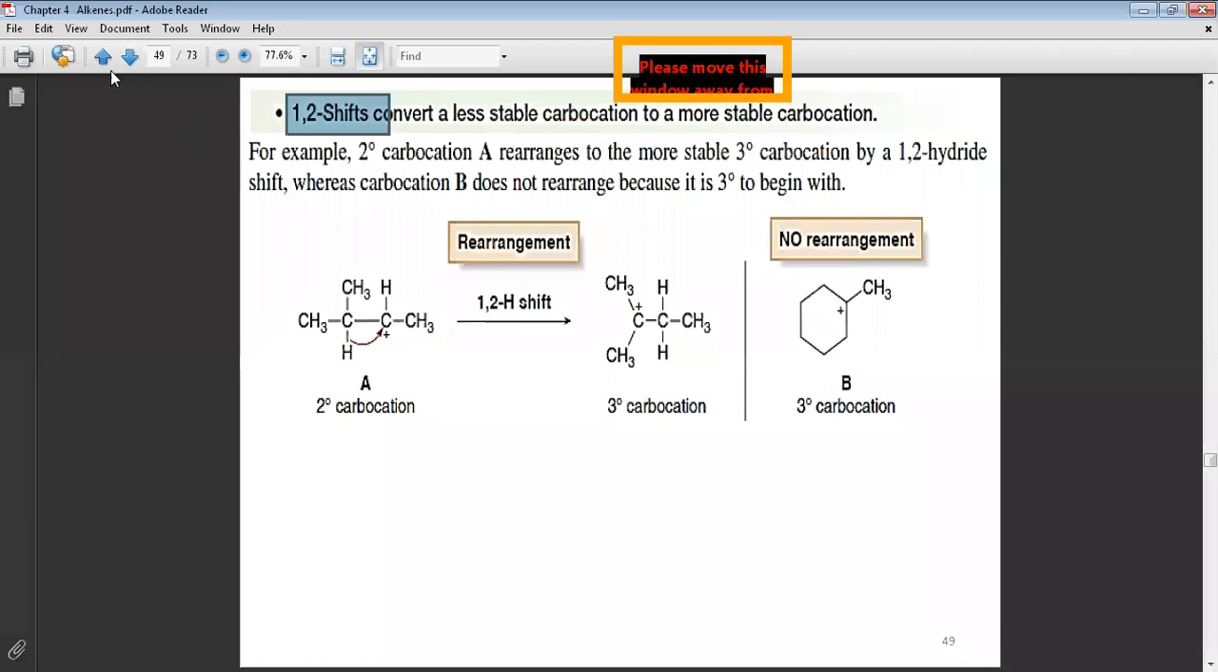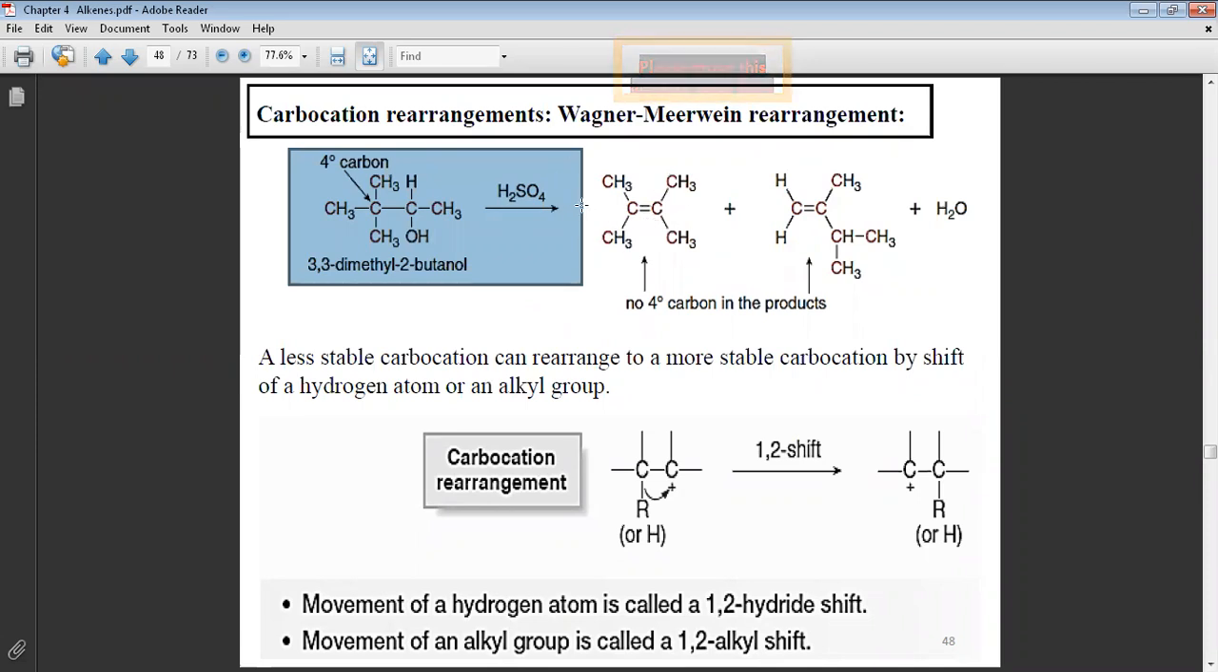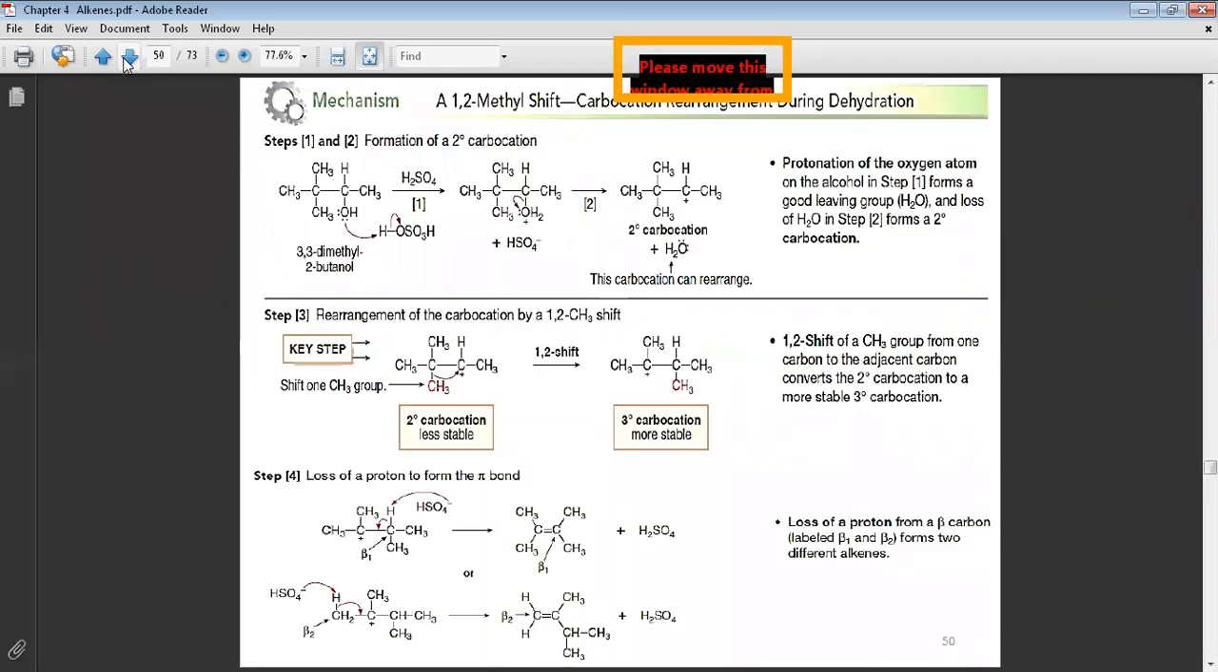Be careful. I want you to write this and write out the product, and think about how the mechanism will happen. Then look at this explanation. We have a 1,2 hydride shift or a 1,2 alkyl shift. Again, this is important, students. And look at the mechanism, the same thing.